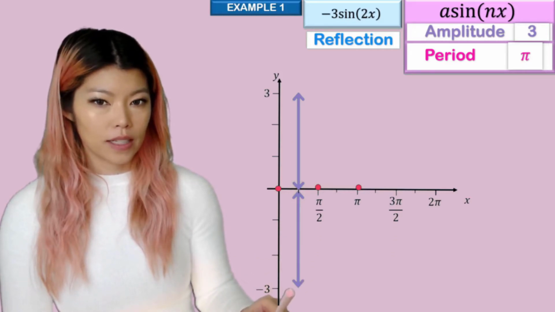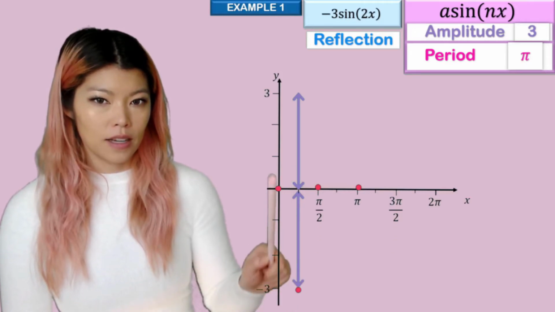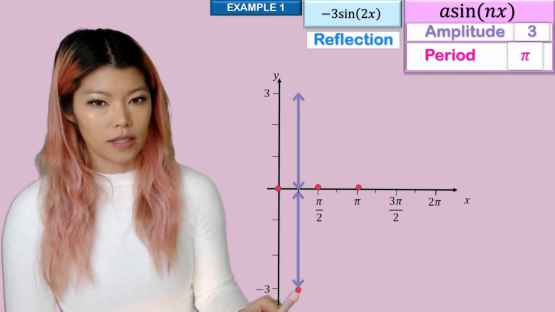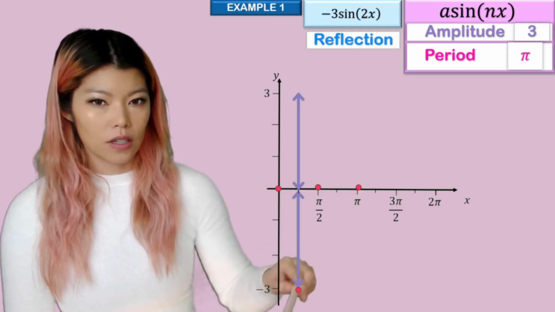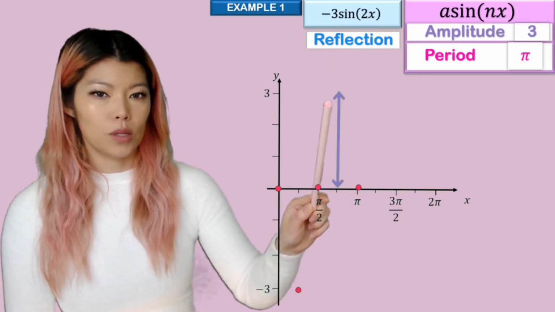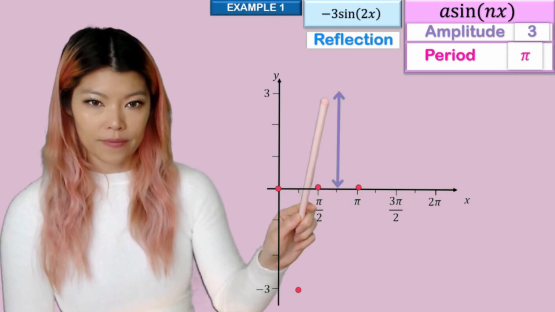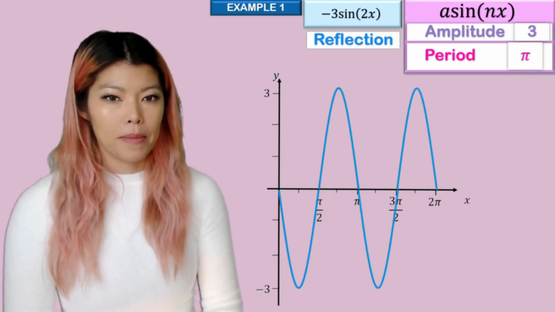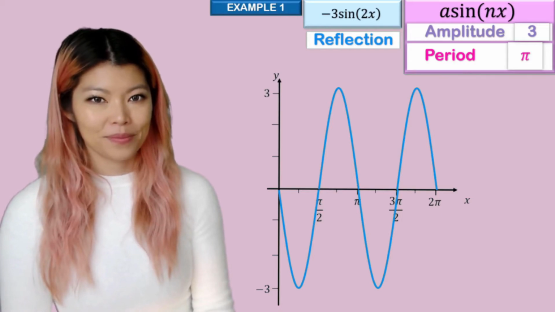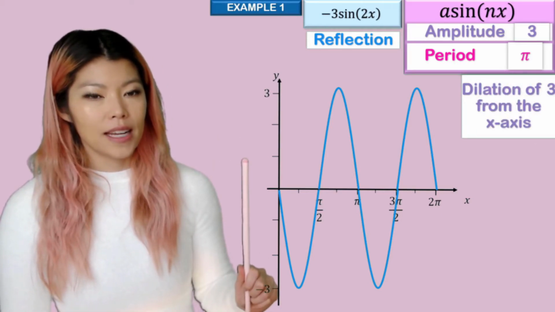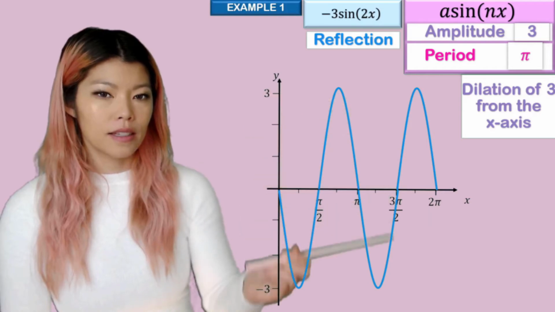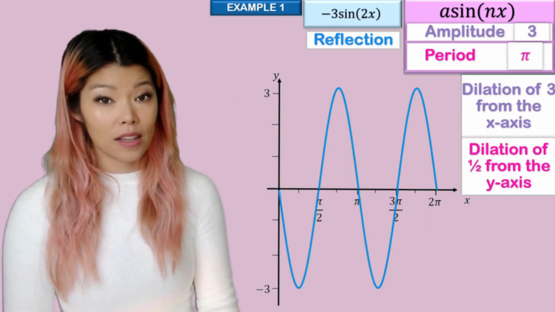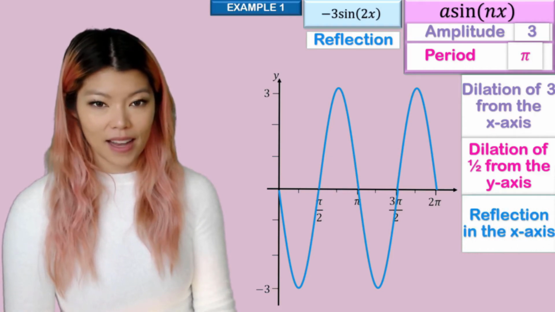But because it's reflected, we have to put the dot down here. It's going to go down and then up because of the reflection. So our next dot is down here. And our next dot, down up, would be in between these two at the highest point, 3. So now we have our graph looking like that by joining the lines and making it nice and curvy. So this graph has a dilation of 3 from the x-axis and a dilation of 1 over 2 from the y-axis, and it has also been reflected in the x-axis.